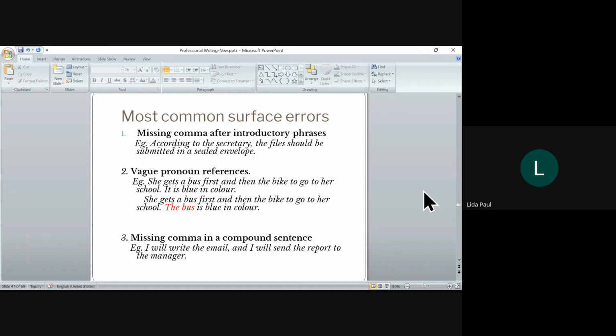This is something that is very commonly seen to be omitted in writing, right? Very common surface error. Lack of a comma in a compound sentence before the conjunction.